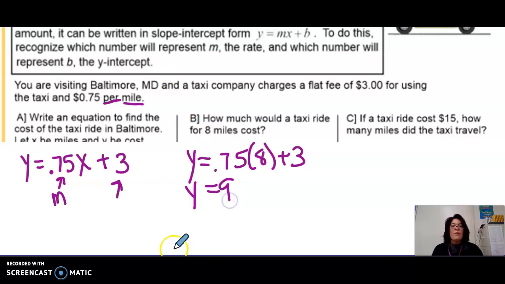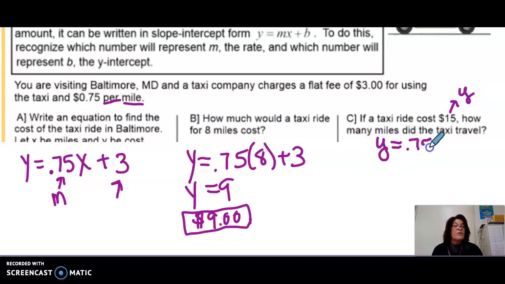So I'm not just going to say y equals 9. The question was, how much would a taxi ride for 8 miles cost? So I'm going to put $9. I'm going to put my answer in a form that makes sense with the question. If a taxi ride costs $15, how many miles did I ride? Maybe I only have $15 in my pocket. So I'm thinking, wait a minute, I have to think about how far I can drive in this taxi. Now the cost, remember, is y.